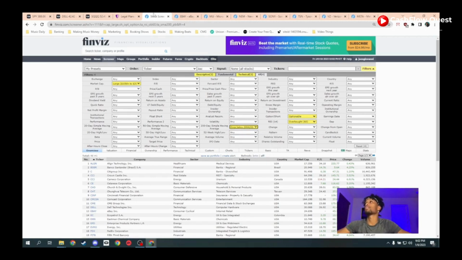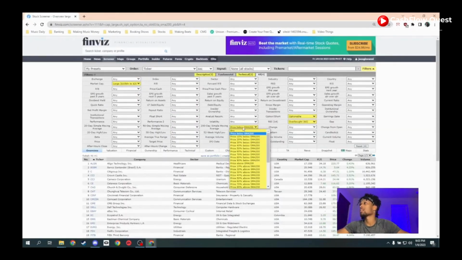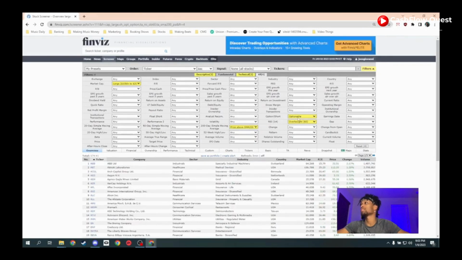Okay, so now we got those ones open. So now let's move this to a different tab. And now we're going to price above the 200. That's optionable. And that's overbought.